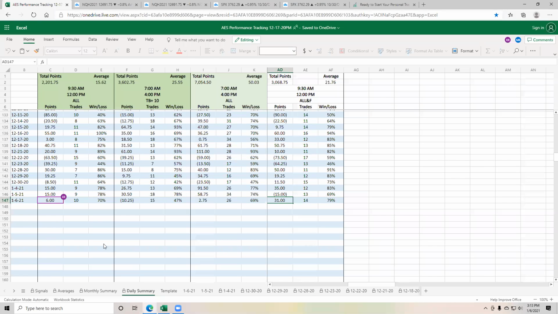So we have 3 days that we are summarizing today. We've got Monday, Tuesday, and today, Wednesday.